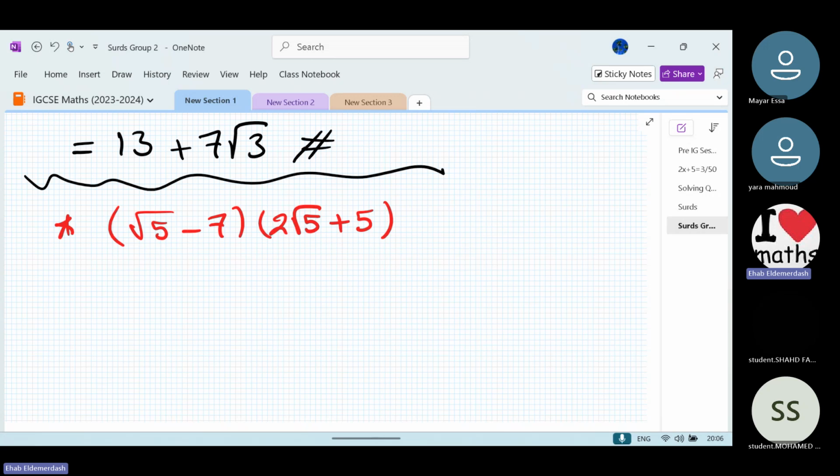Who can tell me what will be the answer? I can multiply normally. Yalla, root 5 with 2 root 5. I will make it step by step. My dears, look: 5 with 2 root 5, bravo, it gives us 2 and root 5 with root 5. So I can write it this way.